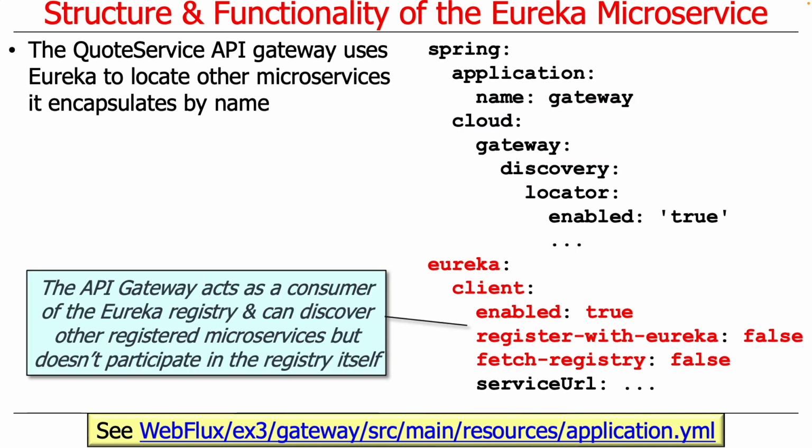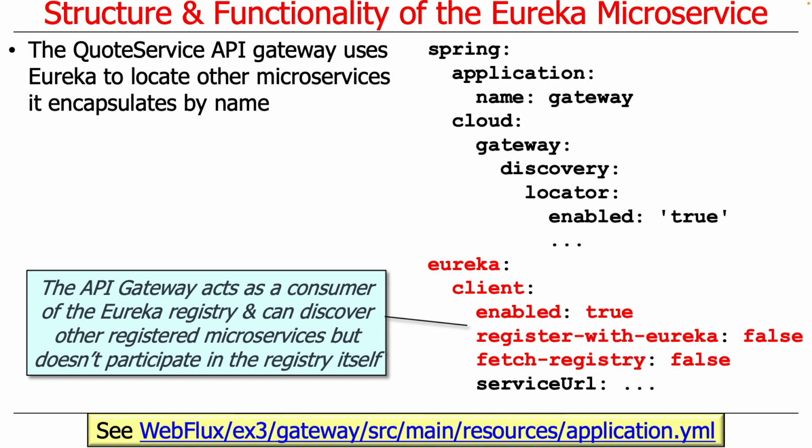And then down here, this says that the gateway acts as a consumer of the Eureka registry. So it's a client, but it does not participate in the registry itself. So the gateway is not registered with Eureka. We're going to be a client because we want to be able to figure out where the other microservices are, but we are not registering with Eureka, and we don't need a copy of the registry. We're going to ask Eureka. It'll give that to us as stuff occurs.